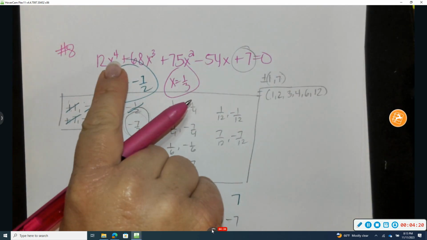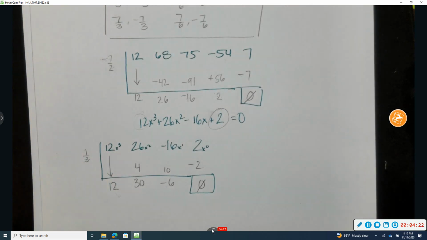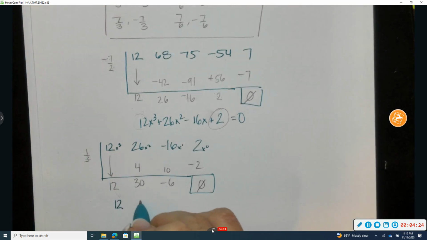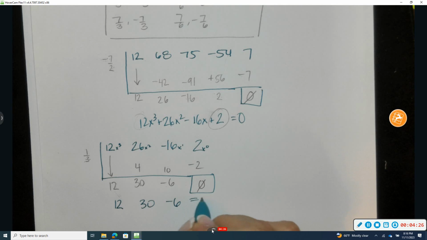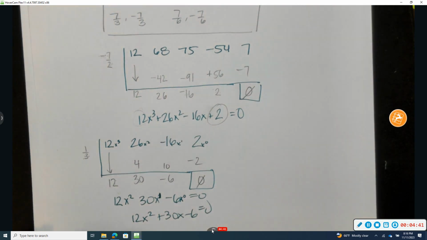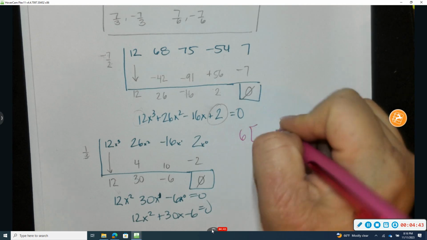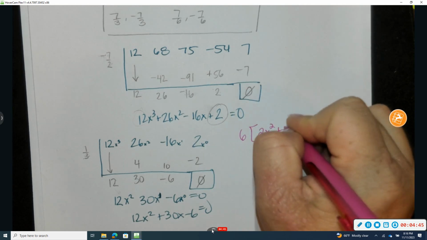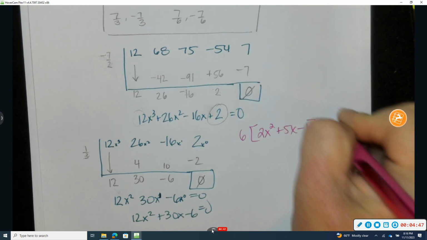So I have 2 of the 4. Now, how can this part help me? So 12, 30, negative 6 equals 0. This is no x's. This is no x's. So x to the 0 if you want to write that. X to the first and x to the second. So 12x squared plus 30x minus 6 equals 0. And I can see that each one of these is divisible by 6. So let's factor out a 6. 2x squared plus 5x minus 1 equals 0.